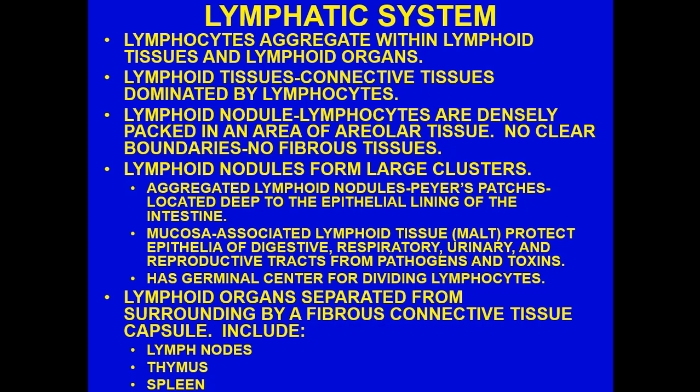You also have mucosa-associated lymphoid tissue, MALT. Okay? Now, these will protect the epithelia of the digestive, respiratory, urinary, and reproductive tracts from pathogens and toxins.